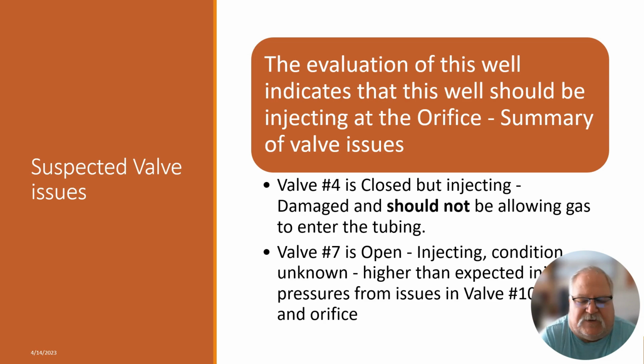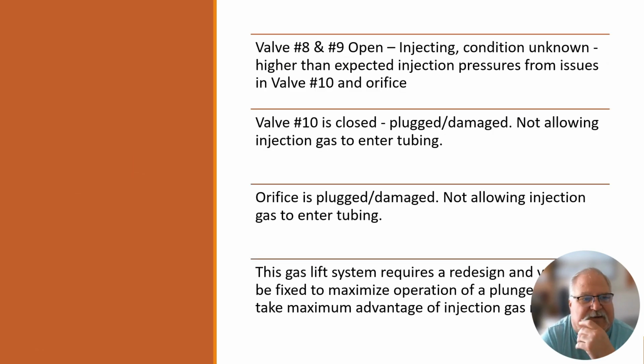And as it turned out, when we were done and this well was pulled out, those bottom two, the orifice and valve 10, were completely scaled off. Valve 4 was damaged. All these other valves were damaged, or the well conditions had changed enough, and they were multi-pointing. So valve 4 was damaged, allowing a significant amount of the injection gas to enter the tubing. 7, 8, and 9 are injecting, but ultimately the actual condition of the valves was not known until they were pulled out, likely injecting because there was some multi-pointing and temperature changes, and valve 10 was plugged and the orifice was plugged. So if we put a plunger lift in there, it would have done nothing.